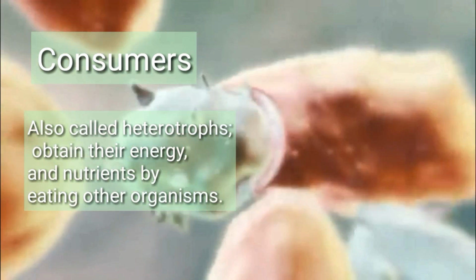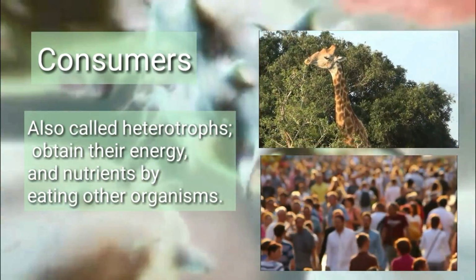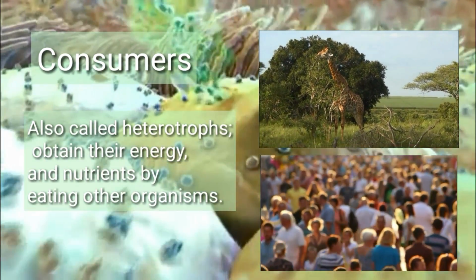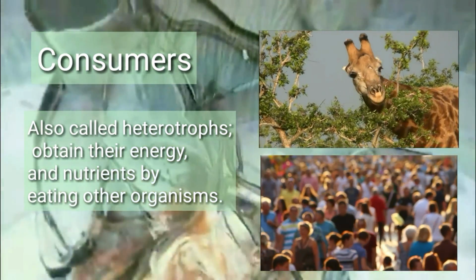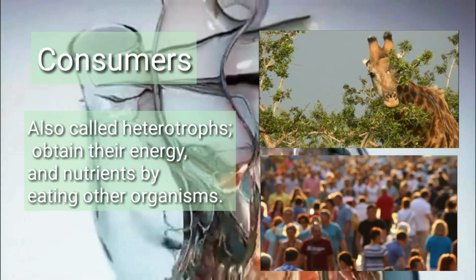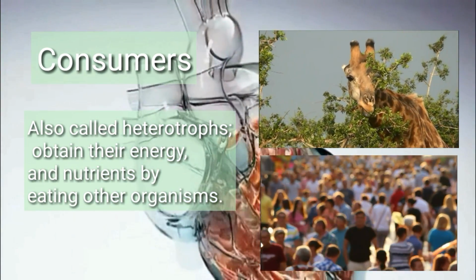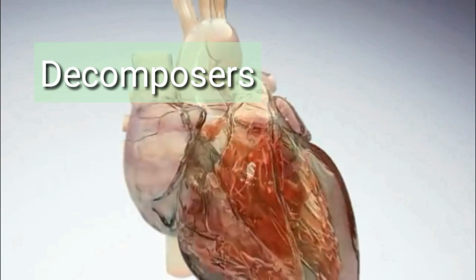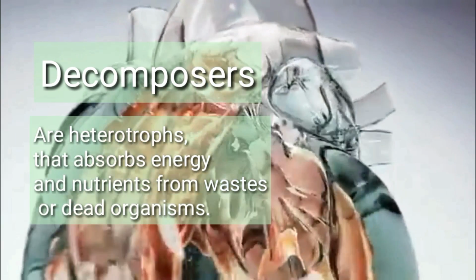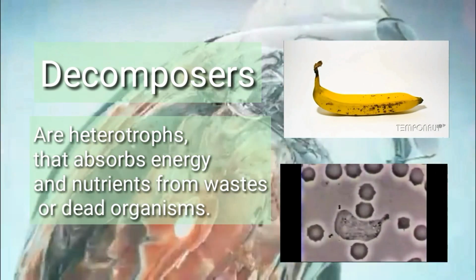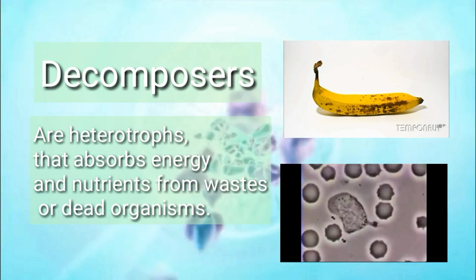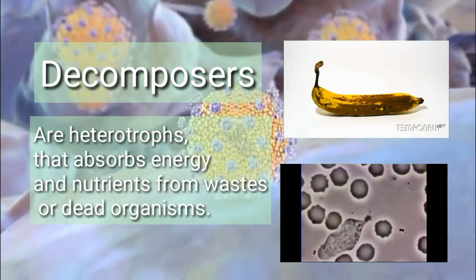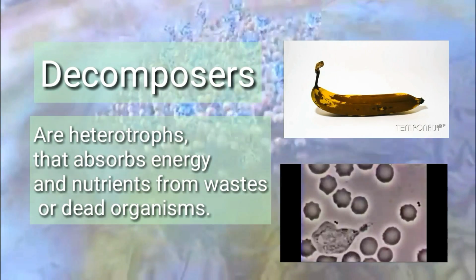Consumers, also called heterotrophs, obtain their energy and nutrients by eating other organisms. Examples of consumers are insects, animals, and humans. Decomposers are heterotrophs that absorb energy and nutrients from waste or dead organisms. Fungi and many bacteria are examples of decomposers.